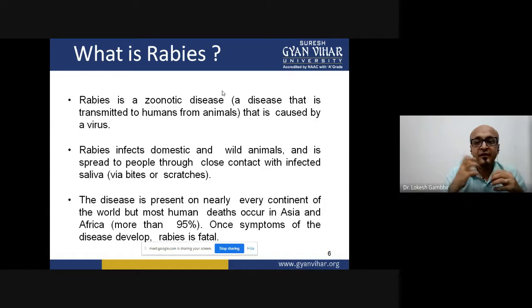We define rabies as the disease, but the virus is called the rabies virus, or technically Lyssavirus. That particular disease or virus is zoonotic in nature. What is zoonotic? It can be transferred from animals to humans.